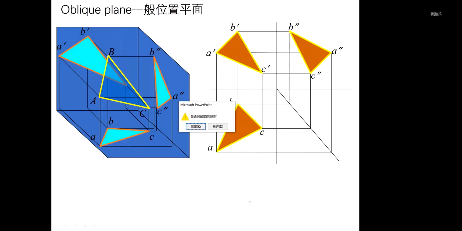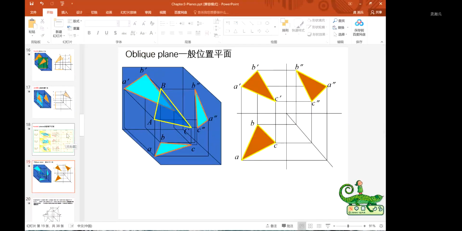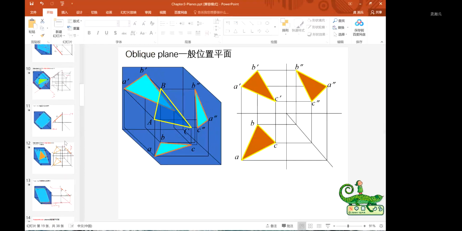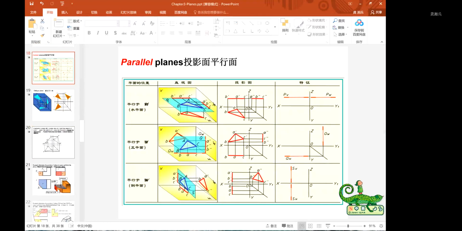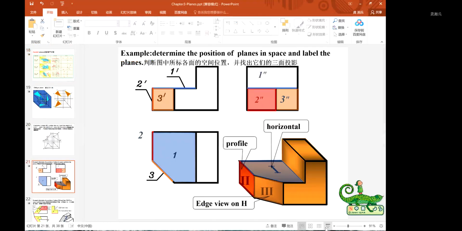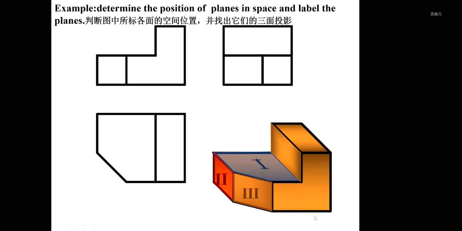Okay, so we have been talking about the plane. Let's summarize the plane here, and then we do some homework to help you understand the shape of the plane. This example is to determine the position of the plane in space and label the plane. In the two shapes here, there is plane 1, plane 2, and plane 3. Please label them.